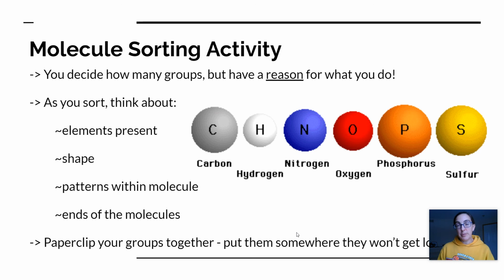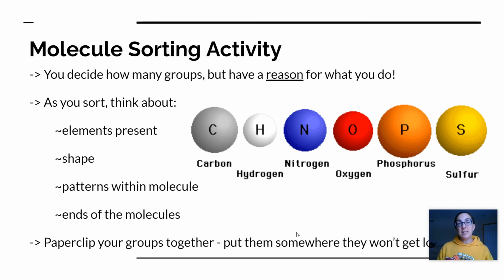Please don't look them up. Don't use any resources. All I want you to do is make some observations of what elements make up the molecules, the shape of the molecules, patterns you see within the molecules, or common things that you see on the ends of molecules, and sort them into some groups. You get to decide exactly how many groups. There's no right or wrong answer today. The important thing is just that you have a reason for the groups that you create.